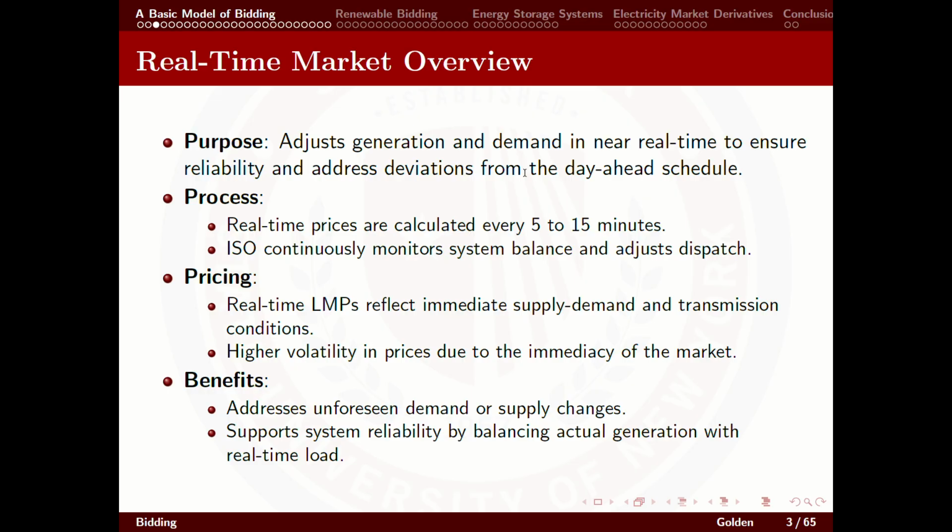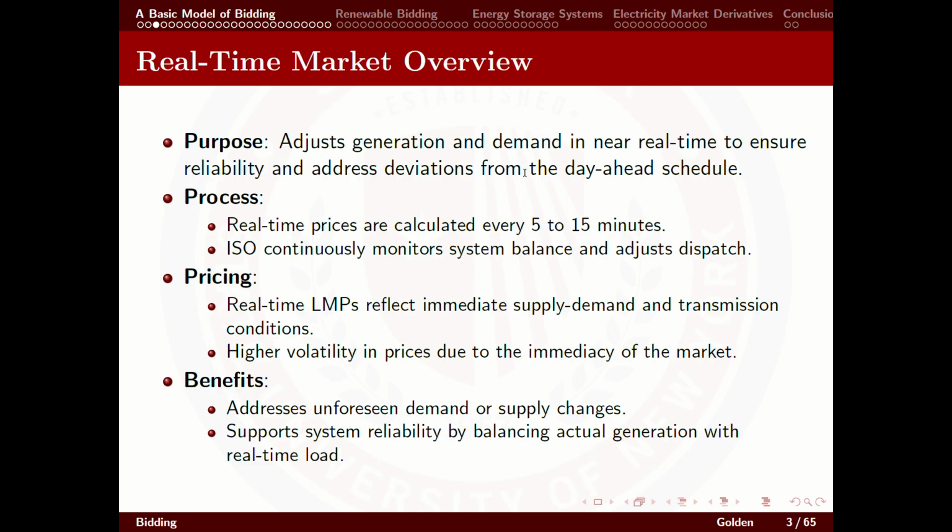In terms of real-time markets, these allow for the adjustment of generation and demand in near real time to ensure reliability and address deviations from the day-ahead, both in generation, because renewables have uncertain generation, and in demand, because sometimes you don't know what load and demand are going to be a day ahead. Real-time prices are calculated every 5 to 15 minutes, depending on the market. The ISO continuously monitors system balance and dispatch.